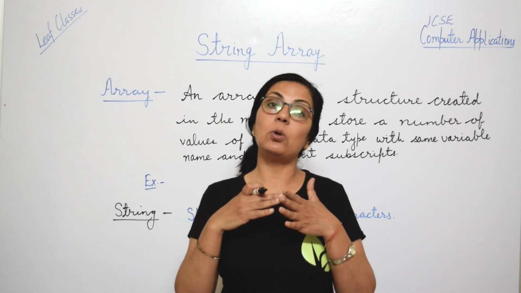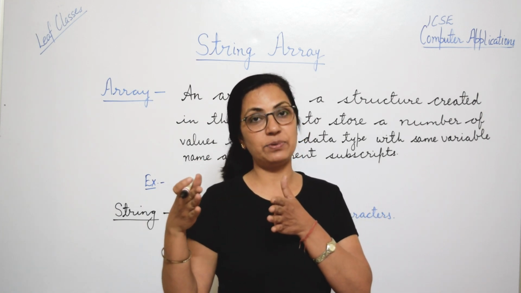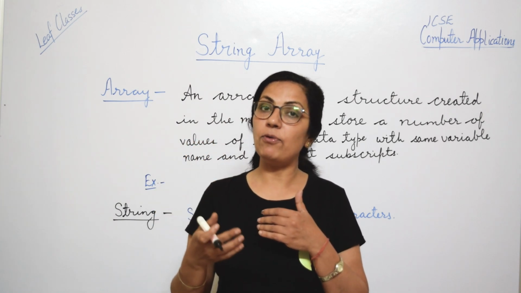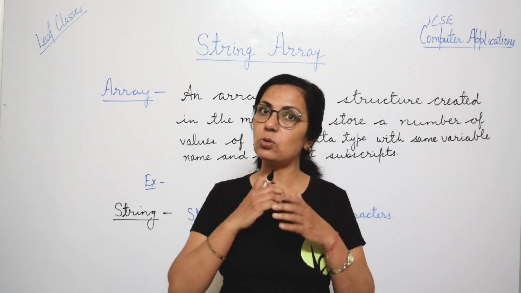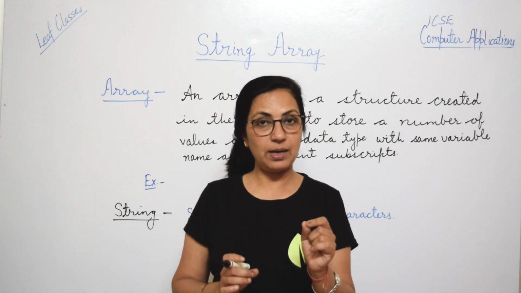When you want to store 10 integer values, you can use one name with different subscript. You can store many char values, many float, double. For that we use arrays, when you want to store a number of values of the same data type, right?